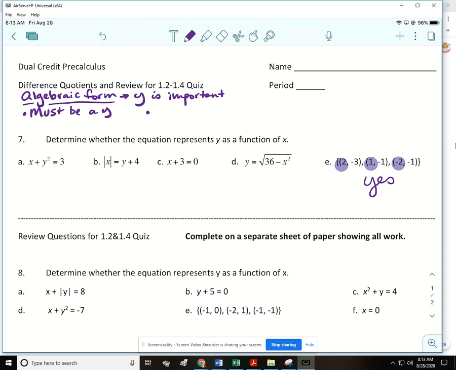So if the y has an even power, that means when you would solve for it, you would have to take the square root or the fourth root. You'd have to do the positive and negative root. That means that it would not be a function because there would be two y's for each x. So one restriction is that y cannot have an even power.